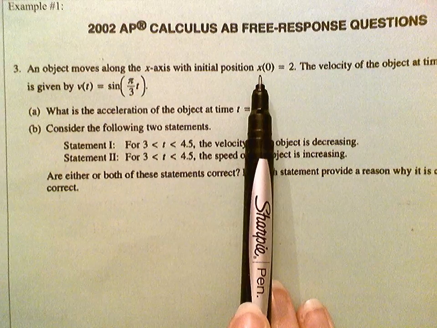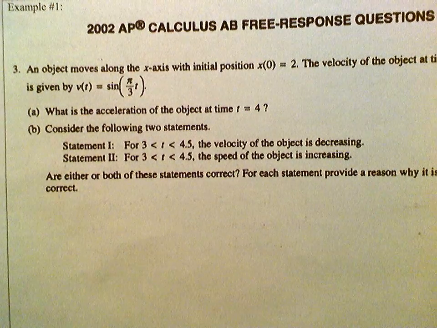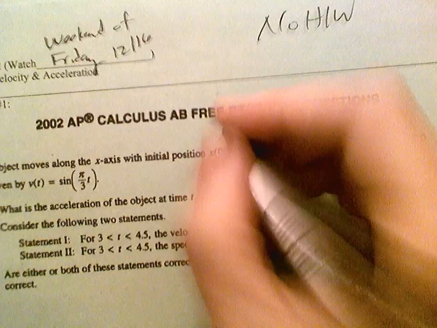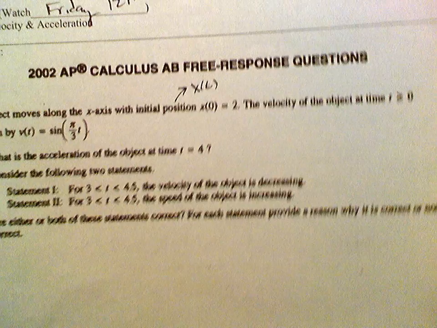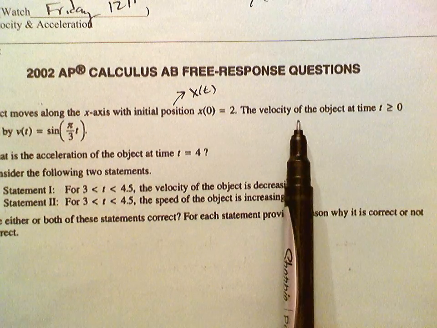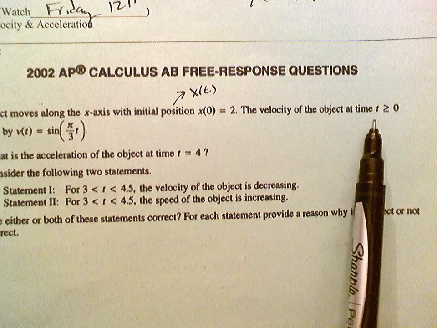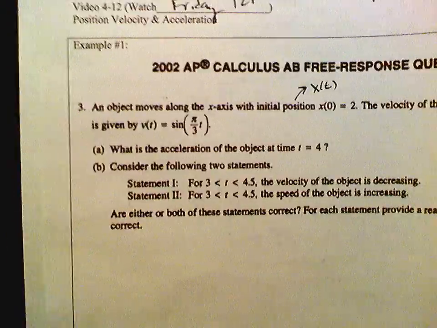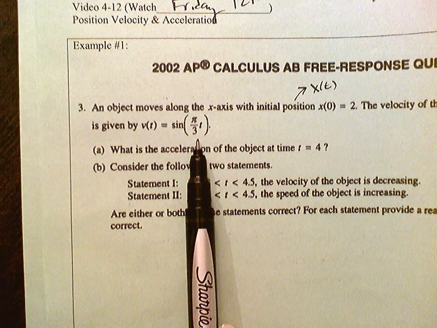Okay, so the position function would be x of t. That's how they would write that function. The velocity of the object, that would be the first derivative of position, at time t greater than or equal to 0 is given by this function. So they're giving you the velocity function.